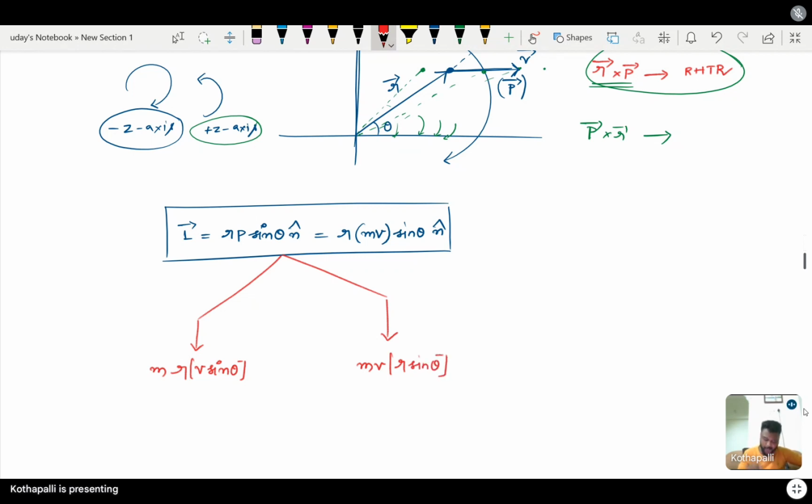What do these two expressions actually mean? Let us see. If I take the situation as at any instant, position vector, at that instant, velocity vector.